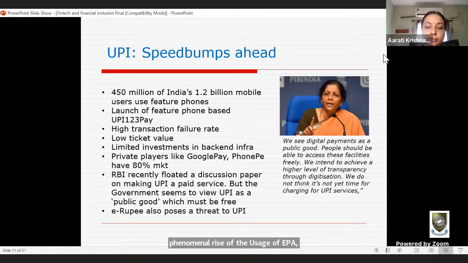Though UPI initially began with banks as its backbone, private players like Google Pay and PhonePe today have 80% of the UPI market. And RBI has been telling banks, you people need to buck up and make people use your own apps instead of going to Google Pay and PhonePe. RBI recently floated a discussion paper saying we should perhaps make UPI a paid service because of all these constraints. But the finance minister said that the government is not in favor of levying any charges on UPI because it is seen as a public good. The e-rupee or the central bank digital currency also poses a threat to UPI.